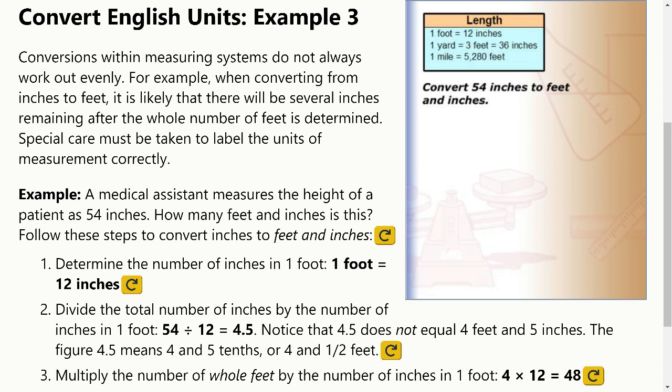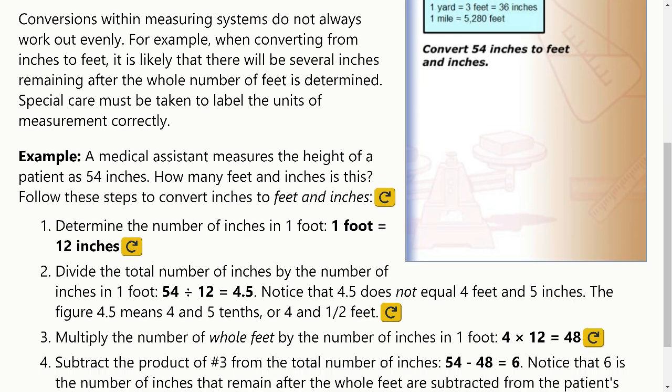So determine the number of inches in 1 foot. 1 foot is 12 inches. You'll divide the total number of inches by the number of inches in 1 foot. So you have 54 divided by 12 equals 4.5. Notice that 4.5 does not equal 4 feet and 5 inches. The figure 4.5 means 4 and 5 tenths, or 4.5 feet.